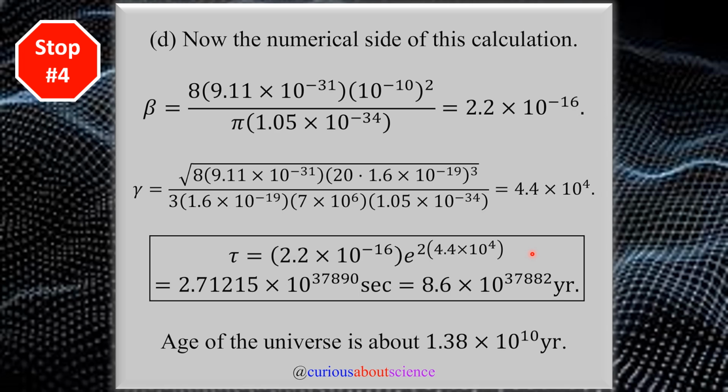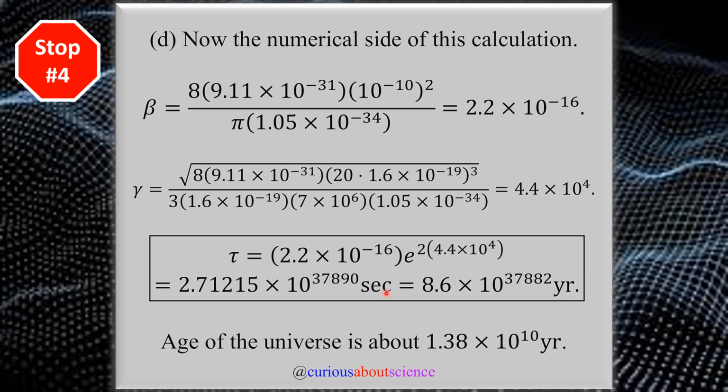But I challenge you to plug this into a calculator because what you're going to get is an overflow error. So what you have to do is go back into something like Mathematica or a computational engine, and they'll be able to handle this crazy exponent here. So that's 2.7 times 10 to the large number of 37890. That's in seconds though, and even if we converted this to years, that would be 8.6 times 10 to the 37882 because it was like something times 10 to the 7 seconds per year.